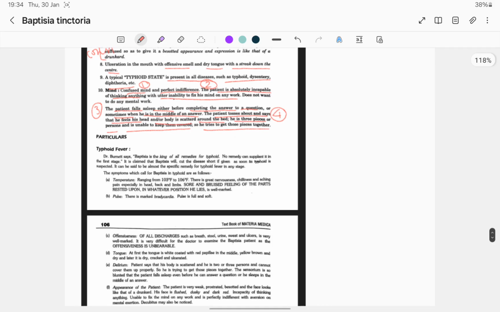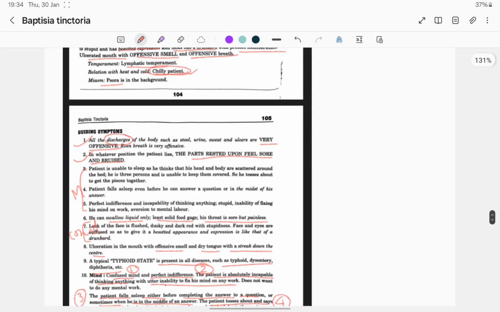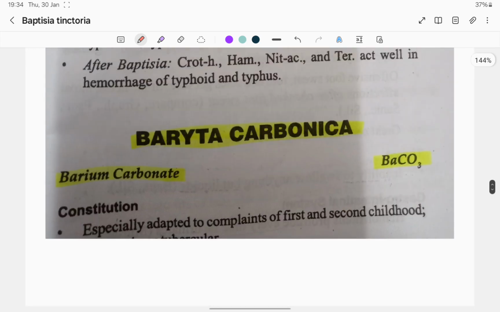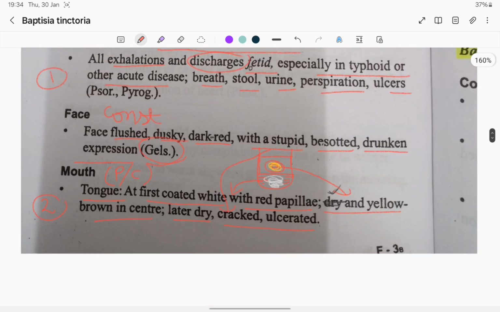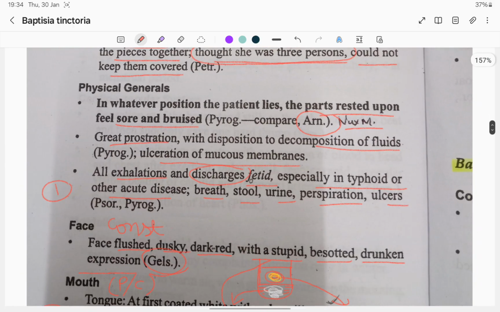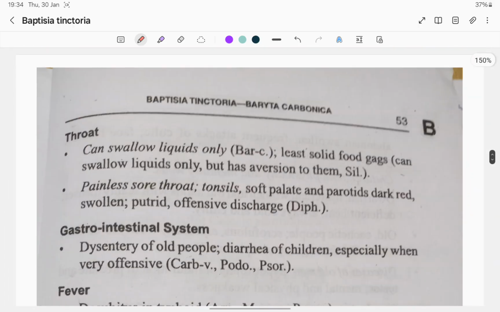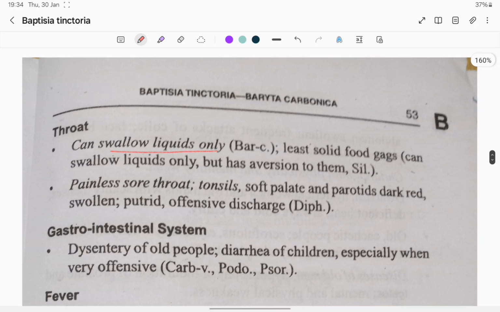So, this one about typhoid I will discuss in detail, what Dr. Burnett says. First, I am coming to Allen's keynote. So, here we have discussed this. Tongue, throat: can swallow liquid only. Baryta carb, like tonsillitis in Baryta carb. Least solid food gags, can swallow liquid only but has aversion to them. Silicea. So liquid only: Baryta carb and Baptisia and also Silicea, but Silicea has aversion to liquid.